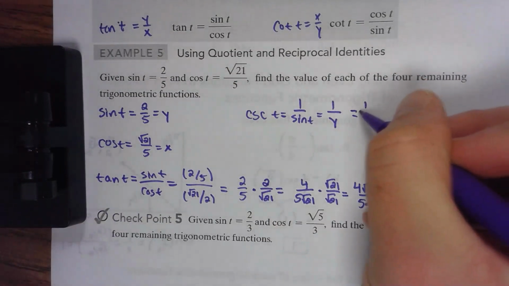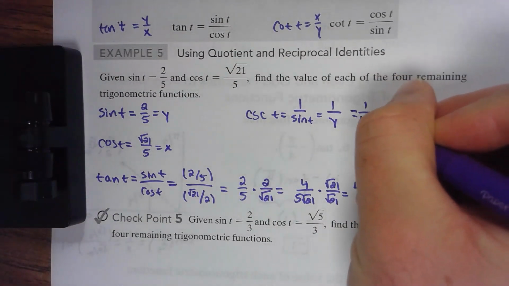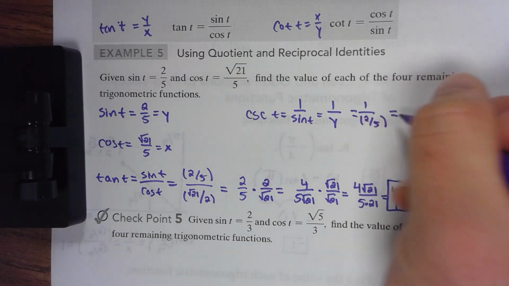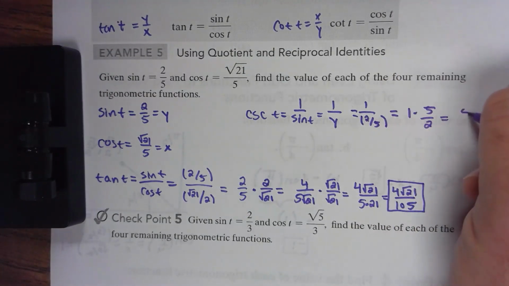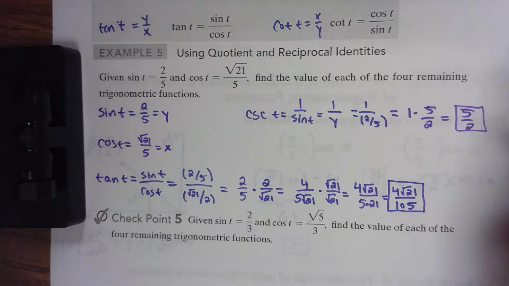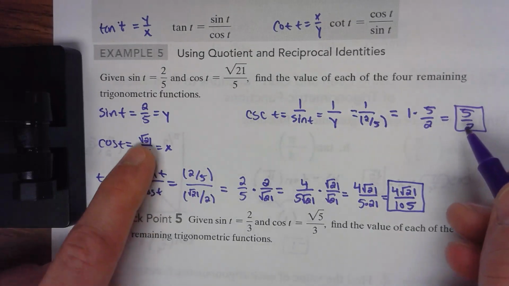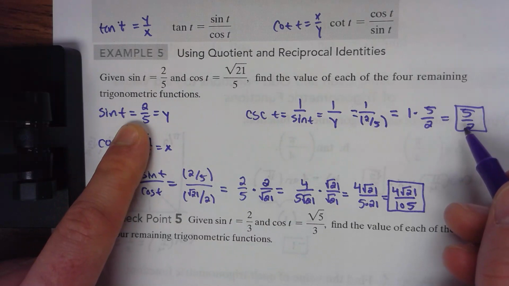And I'll go and show the algebra for this one here. If I have 1 over 2/5, that's 1 times the reciprocal of 2/5, so 1 times 5 halves, which is 5 halves. So how could I have gotten that a little bit quicker? Just by simply flipping 5 over 2, right?